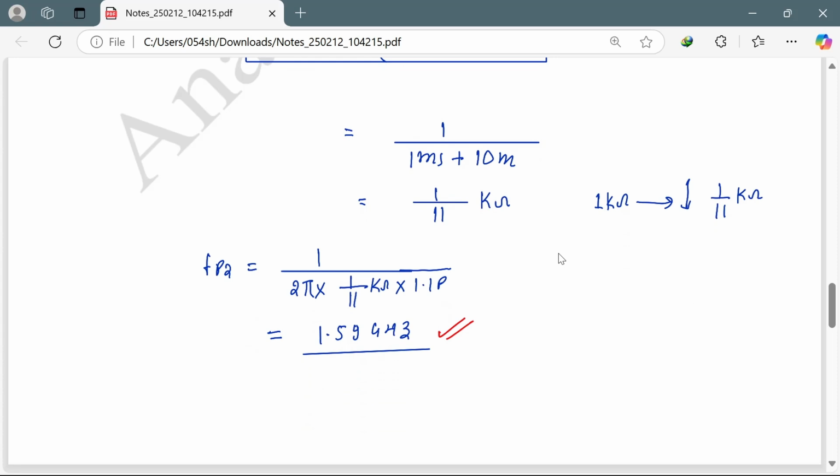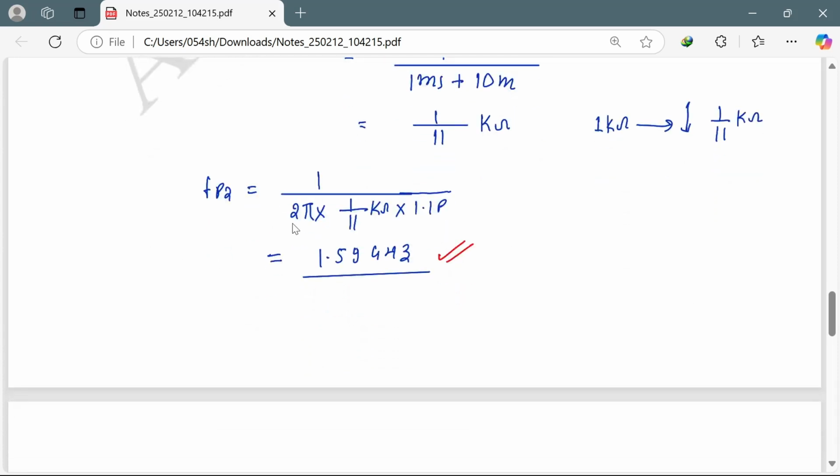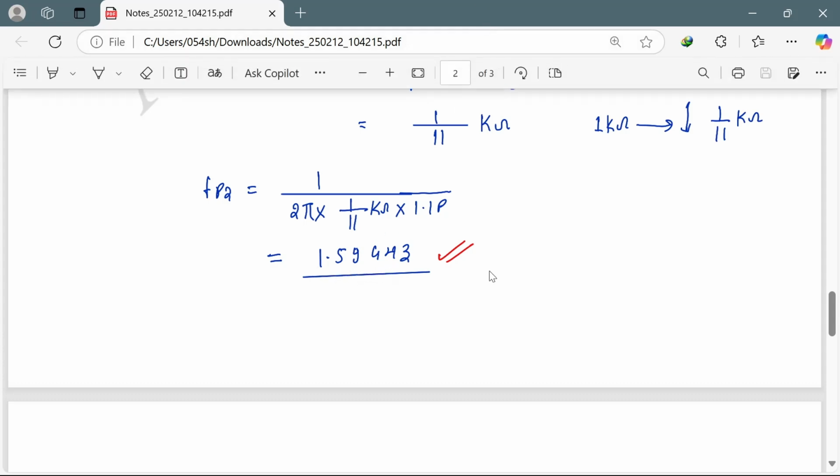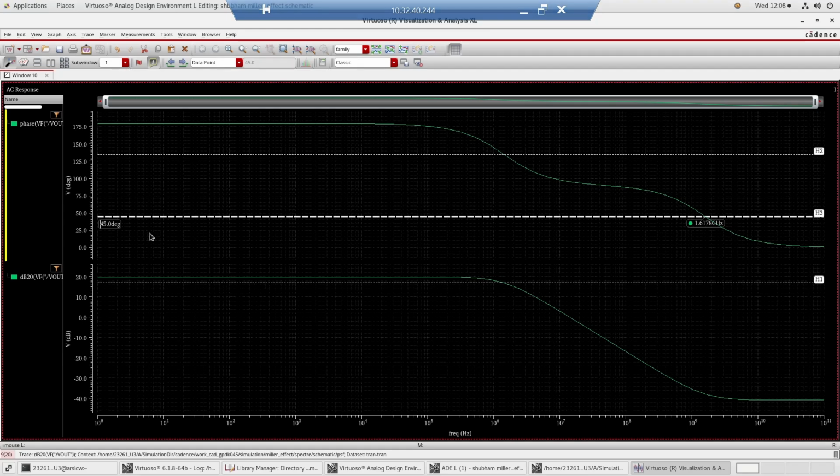So now what will be the theoretical frequency? 1 by 2 pi, R equivalent 1 by 11 kilo ohm, into 1.1 picofarad. This is the Miller effect. So now the calculated frequency will be 1.59 gigahertz. Now let's check whether we are matching with the simulation or not. So it's 1.59 gigahertz, and here the second pole frequency is 1.6178 gigahertz. So it's approximately close to 1.59 gigahertz. Now we can verify both the things.